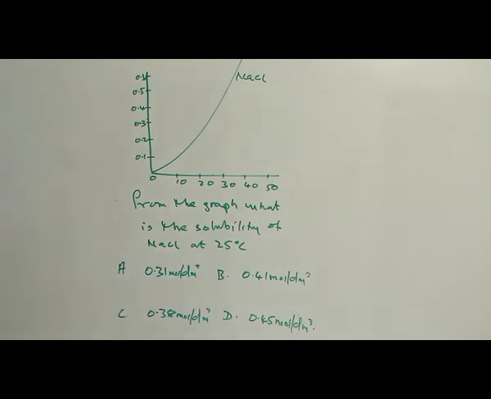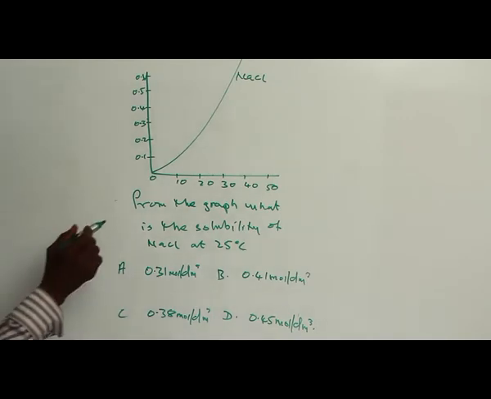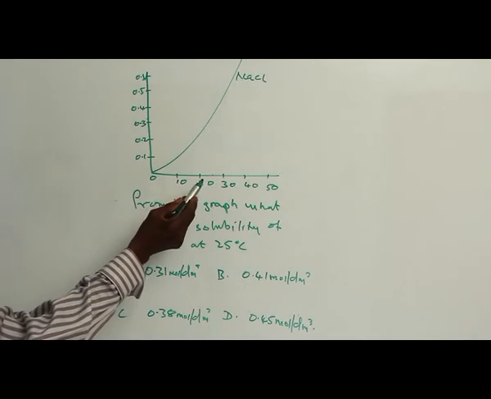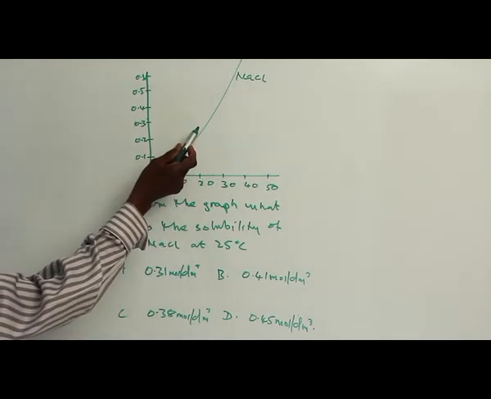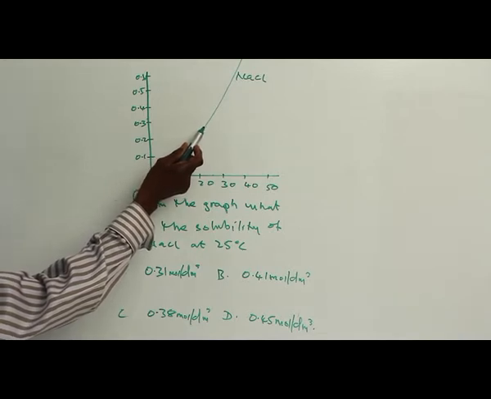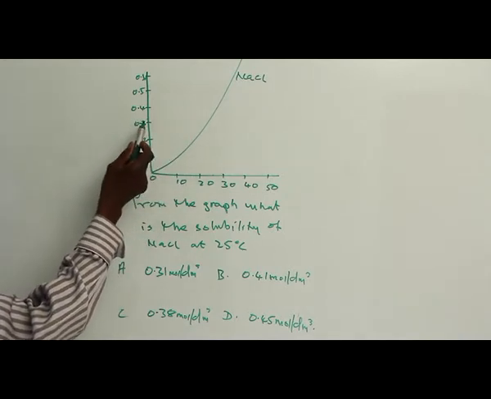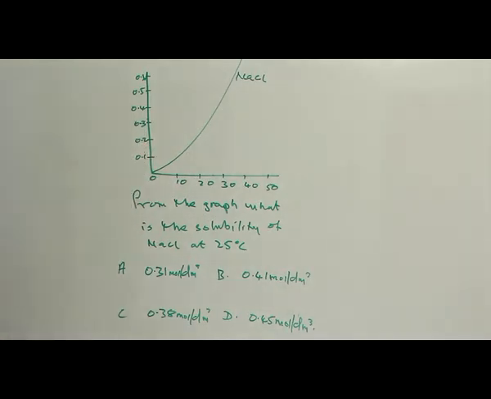Now from the graph, when a line is drawn straight from 25 degrees Celsius to the curve, and then drawn towards the solubility axis, it is about 0.31, and consequently, the solubility of the salt at 25 degrees Celsius is 0.31 mole per dm³. So the correct option is A.